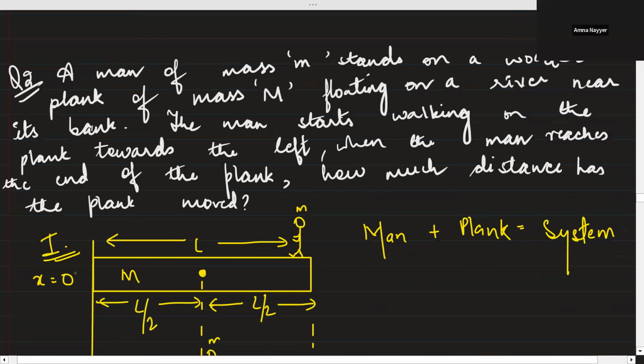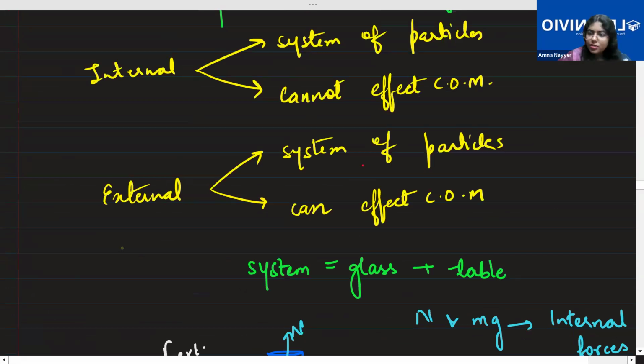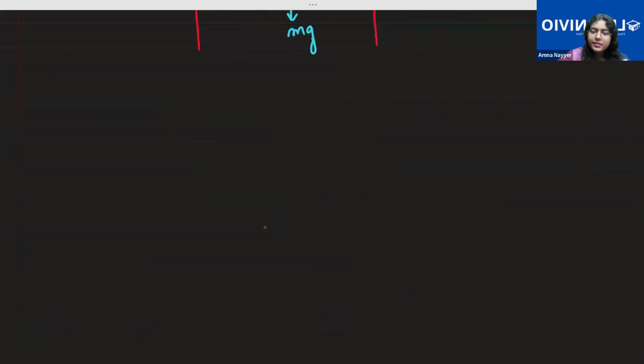Okay, see, Zara, this is a question from your NCERT. This is actually based on the conservation of center of mass. Conservation of center of mass means if no external force acts in your system, your center of mass won't be disturbed, because only external force can disturb the center of mass. If this isn't there, the center of mass won't be disturbed.